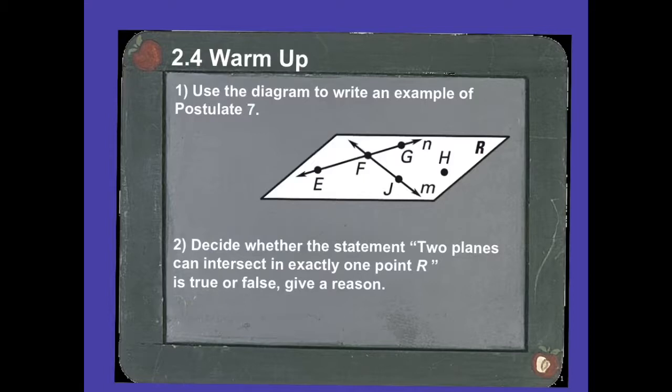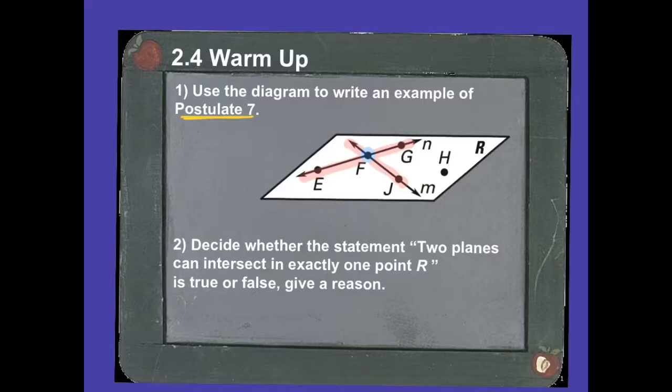Okay, number 1 says use the diagram to write an example of postulate 7. Remember that postulate 7 is not something that you would provide as an answer in numeric form, but you would rather write out what postulate 7 is, which says if two lines intersect, then their intersection is exactly 1 point. So if I look at the diagram that's here, if I want to identify two lines that intersect, I could use these two, and the point where they intersect, which is F.